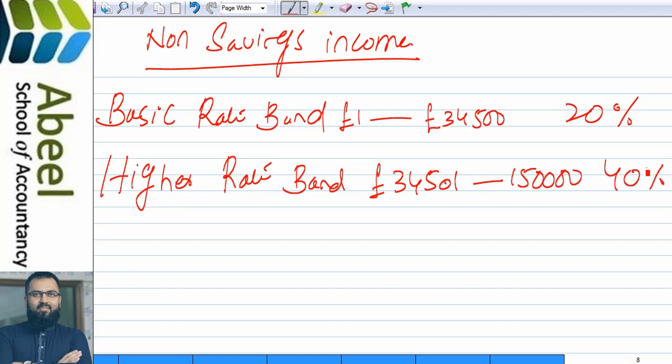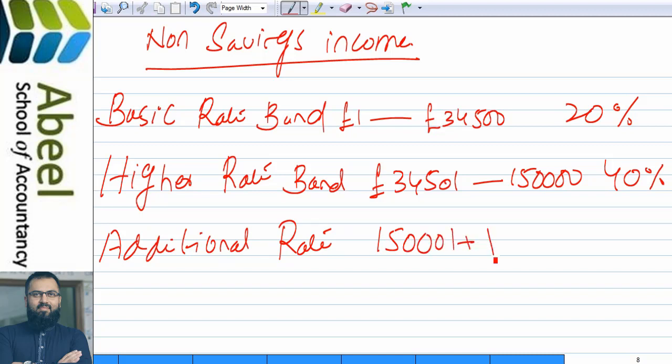You can see very clearly that the higher rate band does not start from the first pound. It starts from 34,501. After that comes the additional rate. There is no limit in the additional rate, simply 150,001 and above. The tax rate is 45%. So this is the sequence of non-saving income tax rates: basic rate band, higher rate band and additional rate band. Now we need to learn how to utilize these bands. Let us see a question.